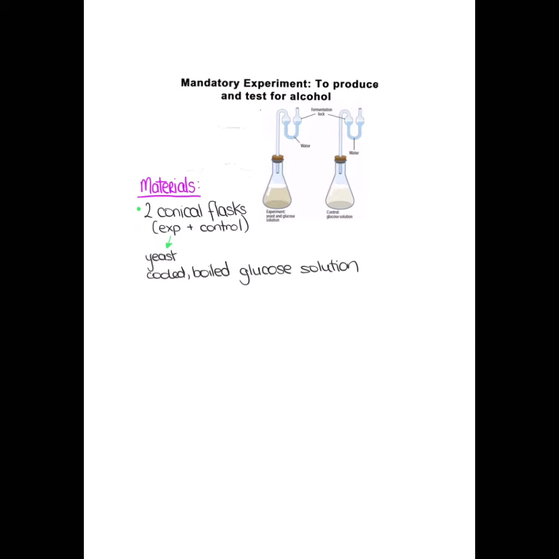In the lab, we set up 2 conical flasks, the experiment and the control. In the experiment flask, we put in yeast, cooled boiled glucose solution, a layer of oil, a fermentation lock, and in the fermentation lock we put lime water. The control contained the exact same materials except it did not contain the yeast.